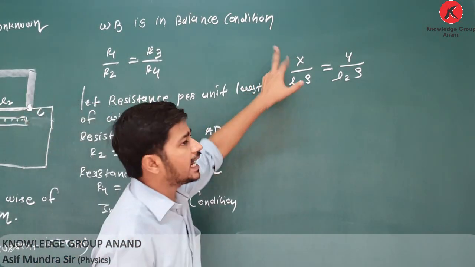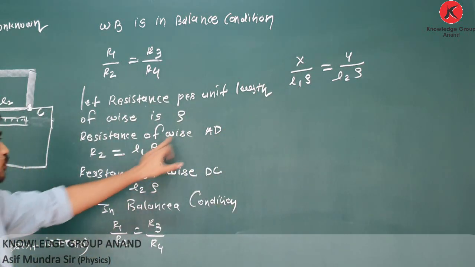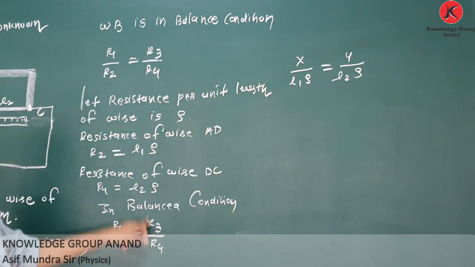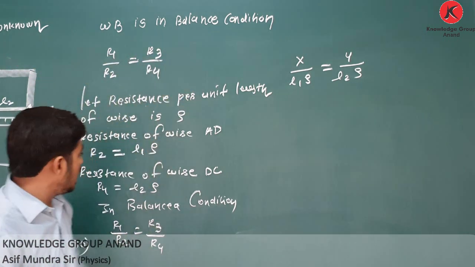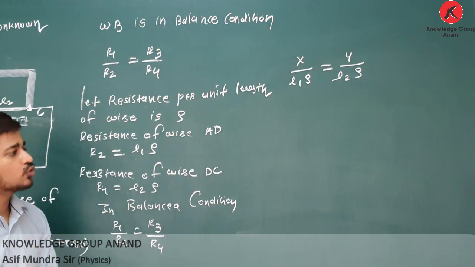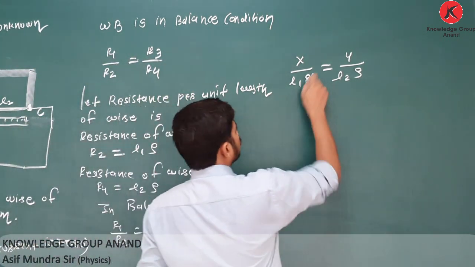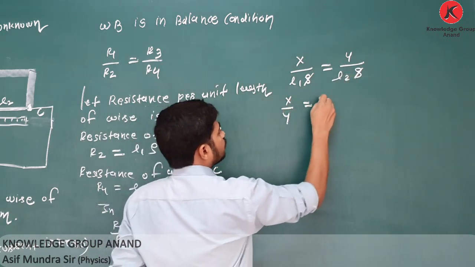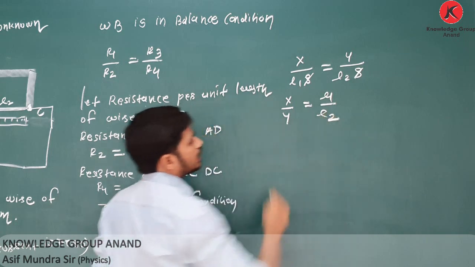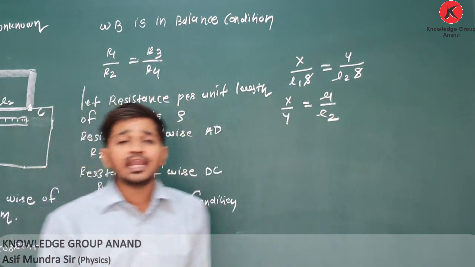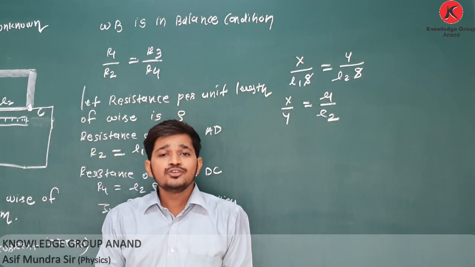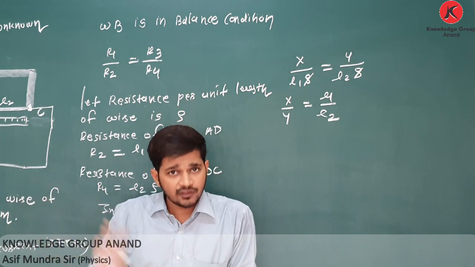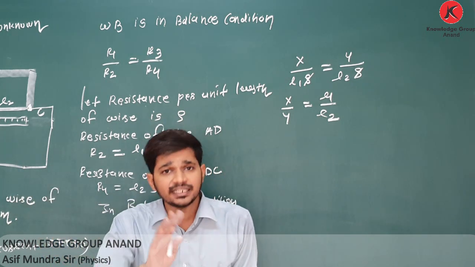What is R1? It is X. R2, here it is L1 rho. What is R3? As shown in the figure, it is Y. And what about R4? It is L2 rho. Clear? So the rho cancels, and X upon Y is equal to L1 upon L2. L1 and L2 you will find with the help of a scale. Yes or no? Yes, you can easily find.